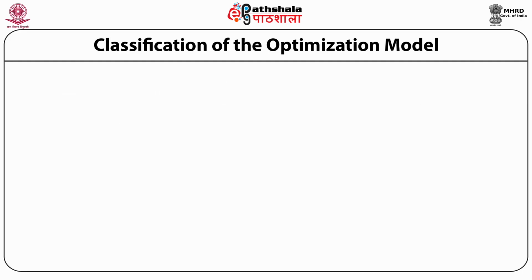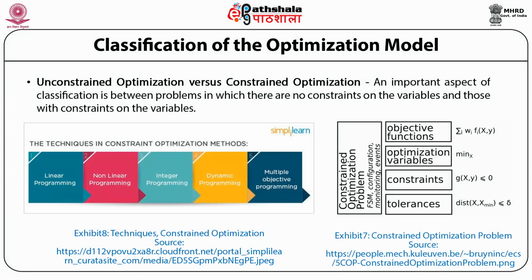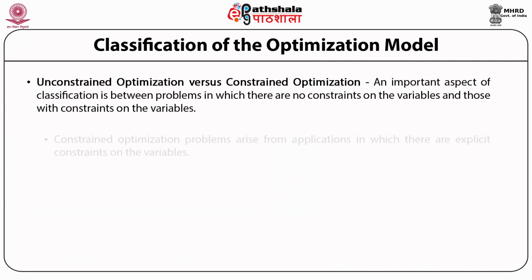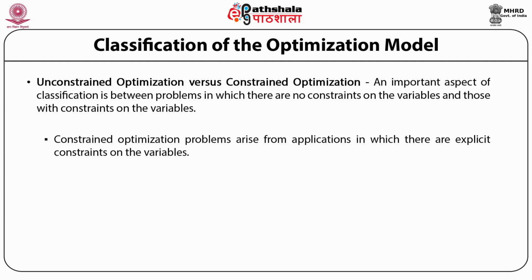The second classification is unconstrained optimization versus constrained optimization. An important aspect of classification is between problems in which there are no constraints on the variables and those with constraints on the variables. Unconstrained optimization problems arise directly in many practical applications in which the constraints are replaced by a penalty term in the objective function. Constrained optimization problems arise from applications in which there are explicit constraints on the variables.